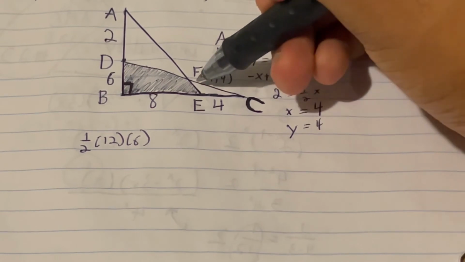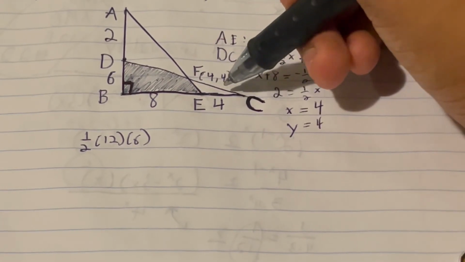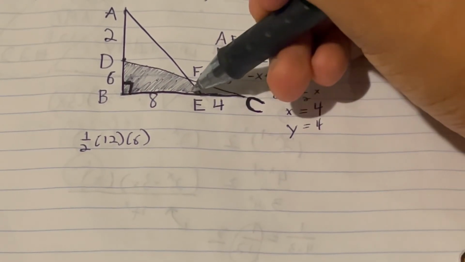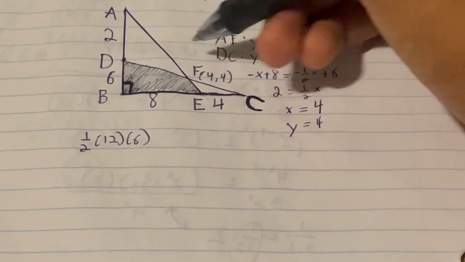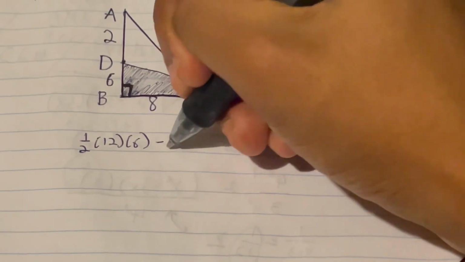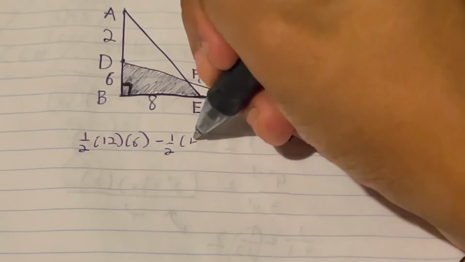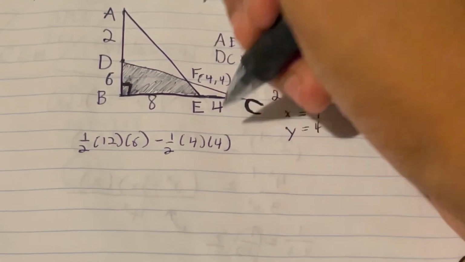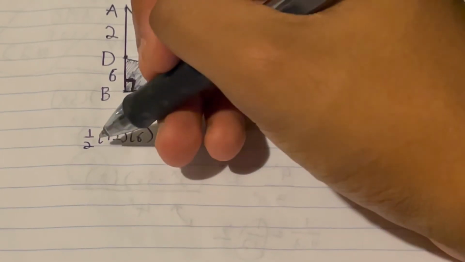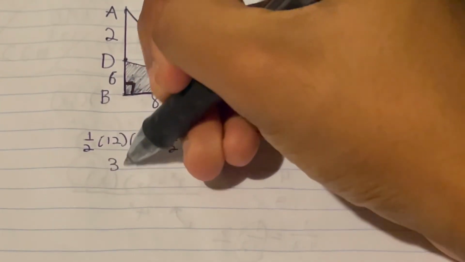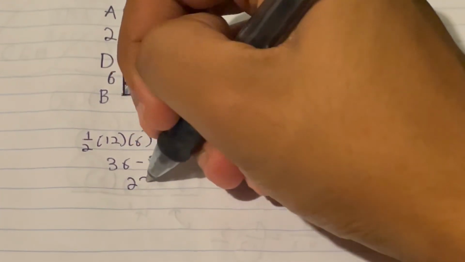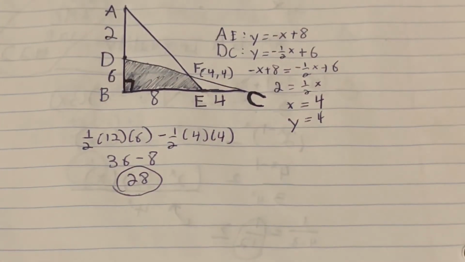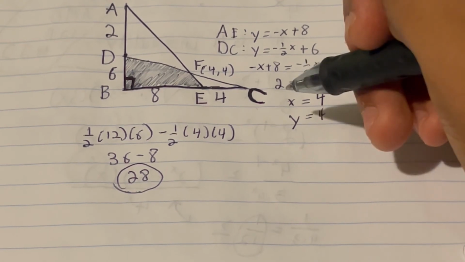But then we want to subtract FEC. Well, the base is 4, and the height now is 4, which is just the y-coordinate of point F. So we subtract 1/2 of 4 times 4. Now we just have to solve this. We get 36 minus 8, or 28, as the shaded area. Okay, great. That's a good place to stop.